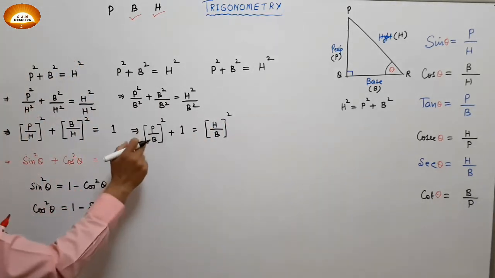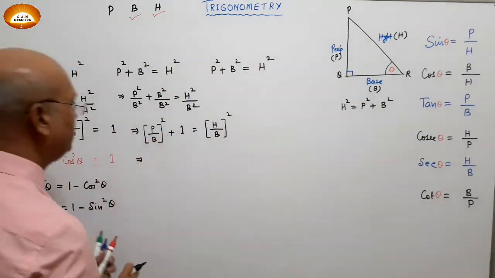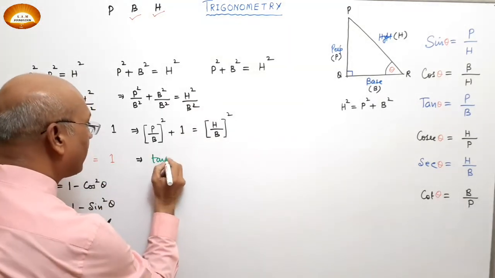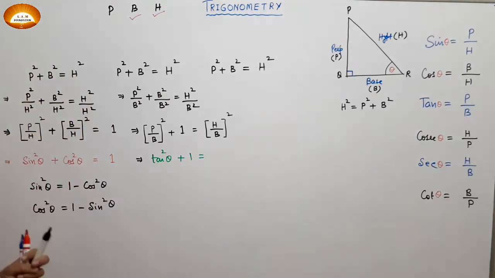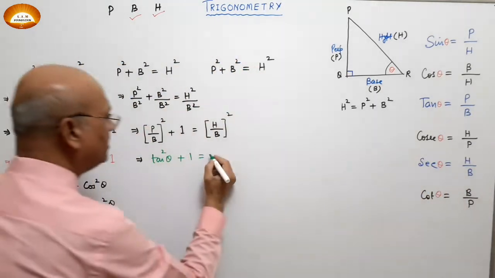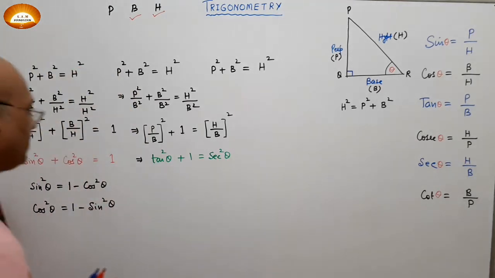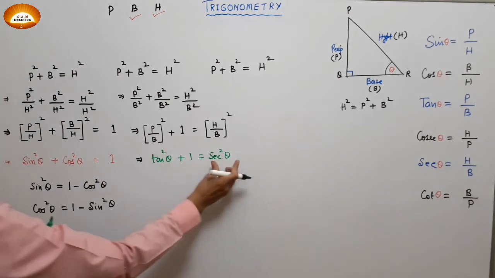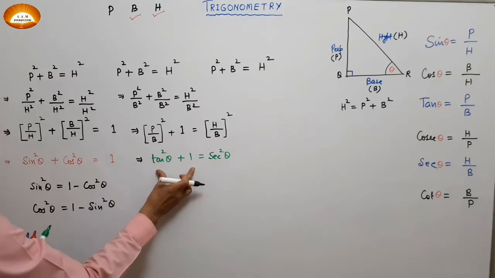Now see, perpendicular upon base, it is tan theta. Square is there, so you can write here tan square theta plus 1. Now hypotenuse upon base, it is sec theta. Square is there, so it will be sec square theta. Now the same transformation we can do. In place of 1 plus tan square theta, I can write sec square theta. In place of sec square theta, I can write 1 plus tan square theta.